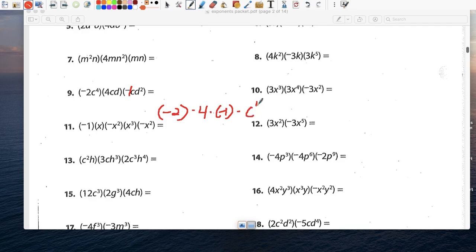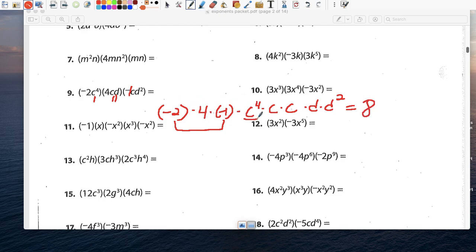Now, my variables, I'll do it alphabetically. So I have a c to the 4th times a c to the 4th times a c, and then another c. Then I have a d, and then a d to the 2nd power times d to the 2nd power. Let's make that a little bit shorter. So -2 times 4 times -1. First of all, there's 2 negatives, right? So I know it's going to be positive. 2 times 4 times 1 is just 8.